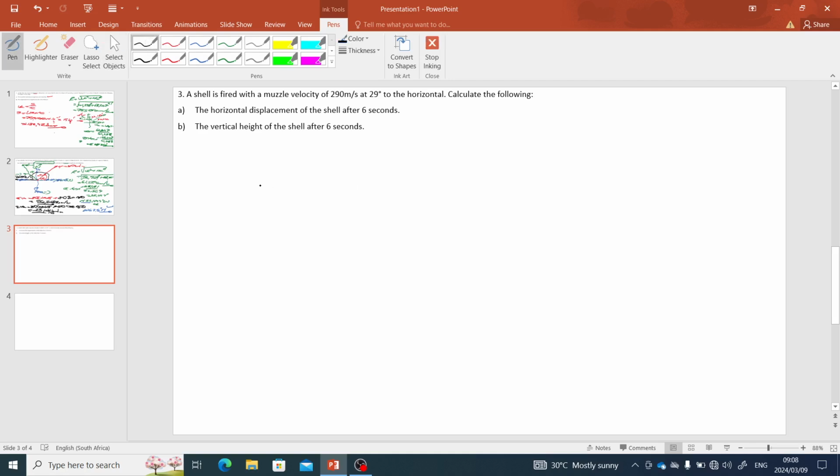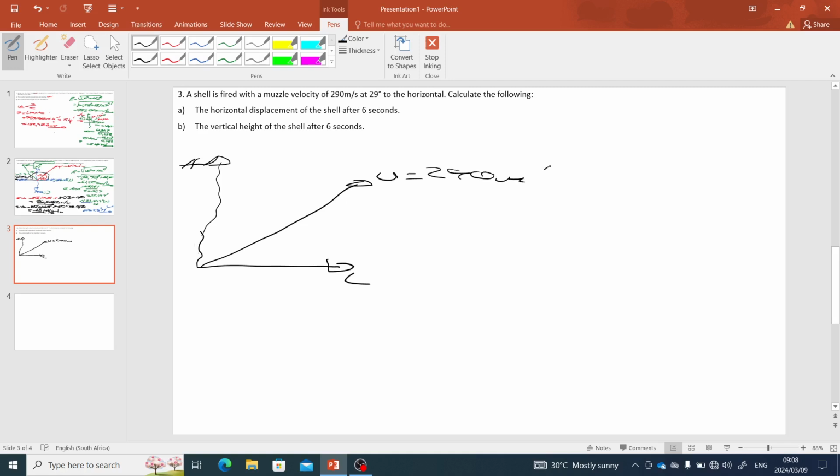Now let's look at this one. A shell is fired with a muzzle velocity of 290. Now here we are dealing with projectiles, horizontal projectiles. This would be your height, this would be your maximum L. Initial velocity is 290 meters per second. The angle of projection is 29 degrees.